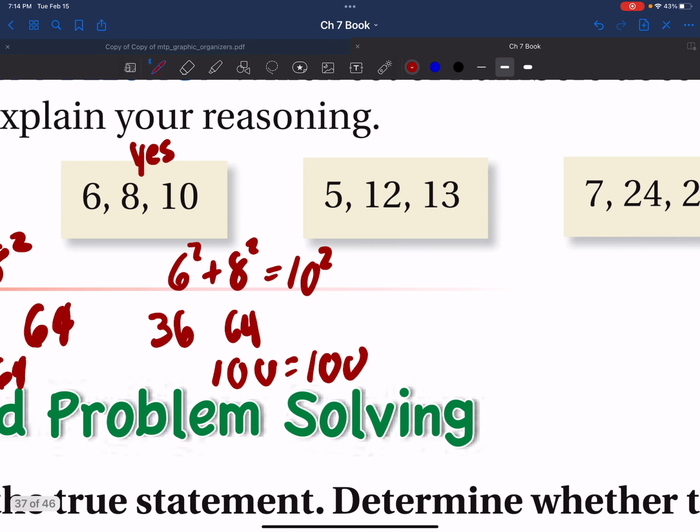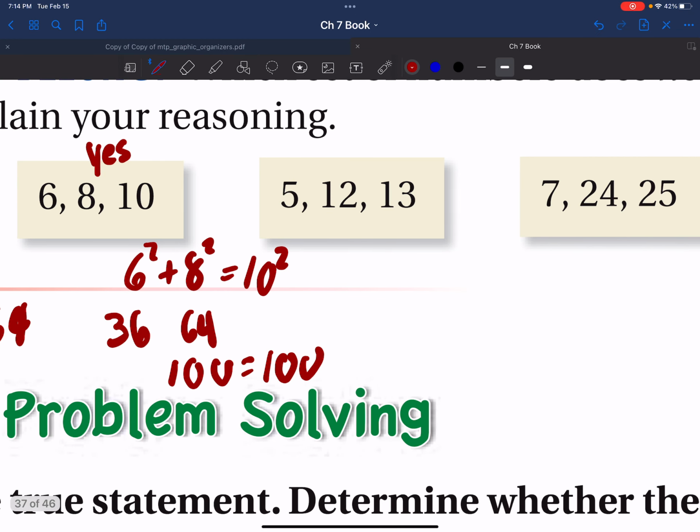Let's check the next set of numbers. So my two smaller sides would be my legs. I've got 5 squared plus 12 squared equals 13 squared.